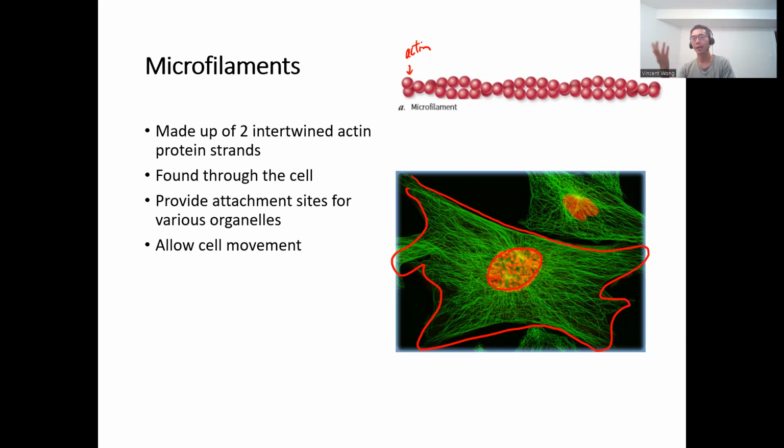That's the microfilament, right? Actin filament and microfilament mean the same thing for us, okay? The actin makes up the microfilament. That's basically what it is. It's found throughout the cell, and it provides this scaffold for various organelles to attach onto.